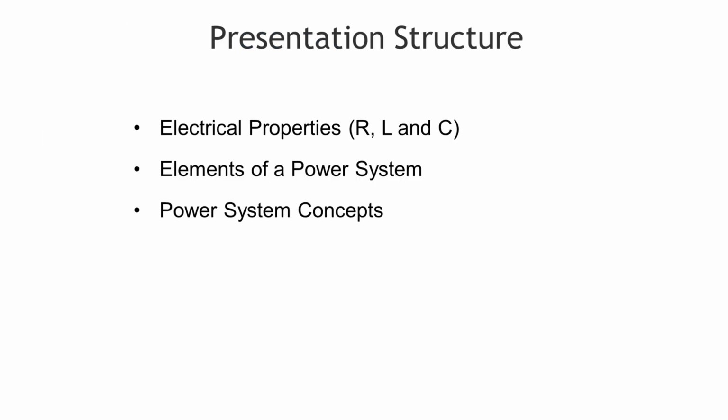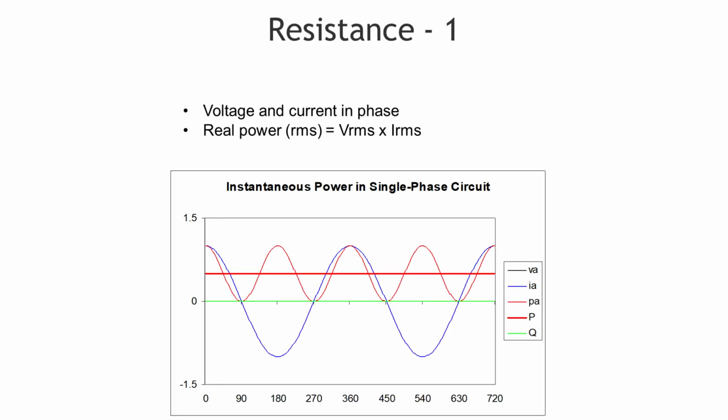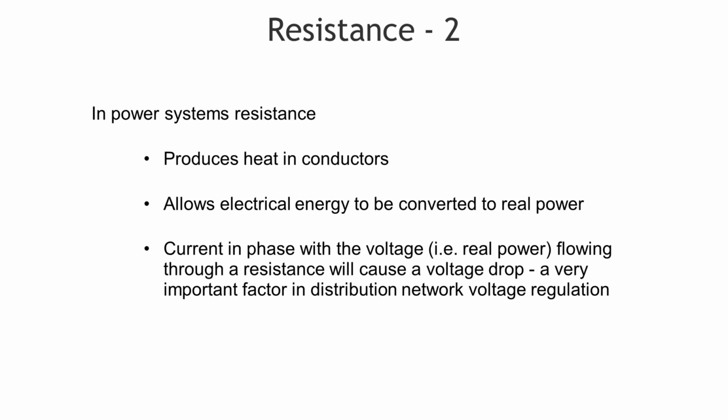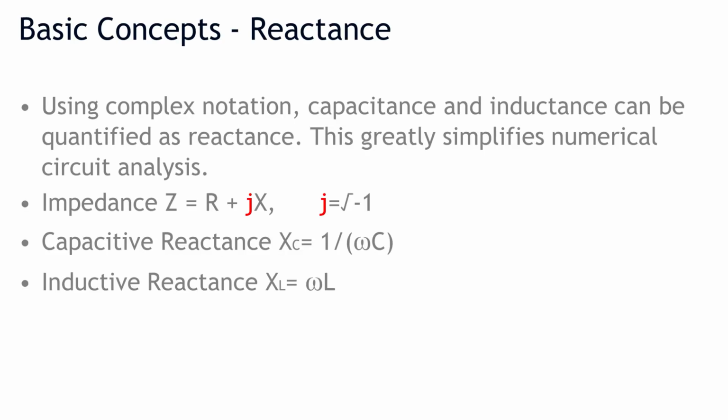Here's the structure for today's presentation: electrical properties, resistance, R, inductance, L, and capacitance, C. Elements of a power system. Key power system concepts. For a resistor, voltage and current are in phase. In power systems, resistance produces heat in conductors, converts electrical energy to real power, causes voltage drops, which are critical for voltage regulation in distribution networks. Reactance quantifies the effects of capacitance and inductance using complex notation, simplifying circuit analysis.